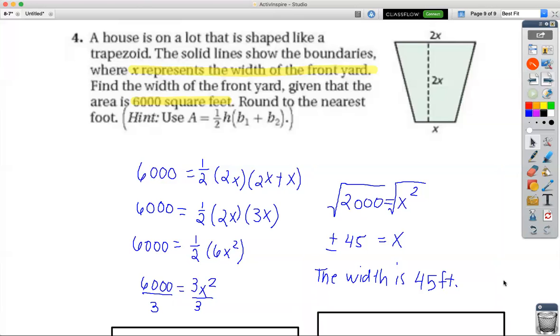So at this point, you've been able to identify square roots to solve problems. And also, you've been able to use the square root method in order to solve problems such as these, involving the area of a specific shape.